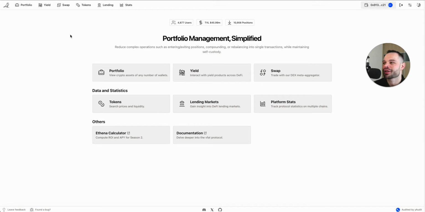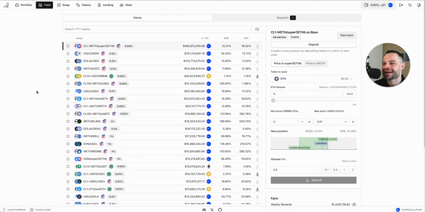Now, why would we want to use VFAT versus entering a liquidity position directly on a decentralized exchange? Well, VFAT actually allows us to do certain things that we cannot do directly on decentralized exchanges like Aerodrome.